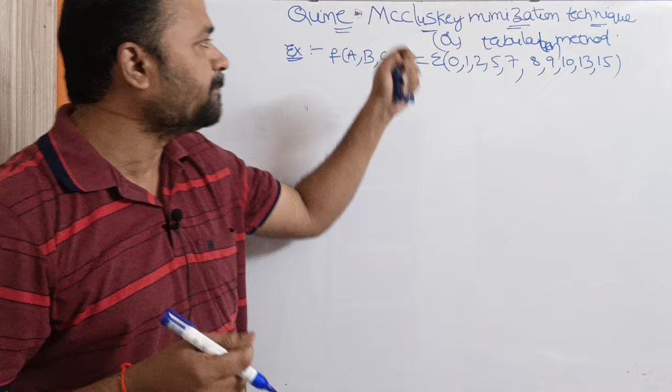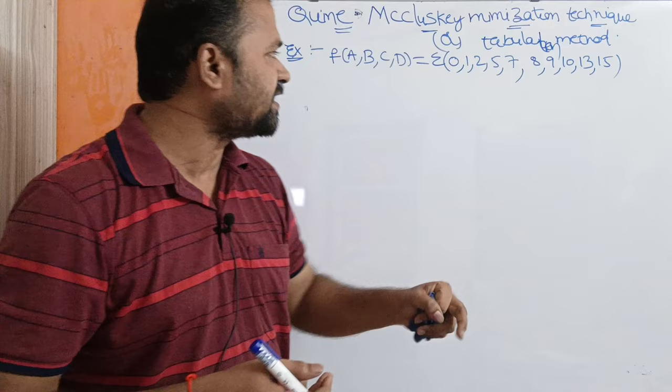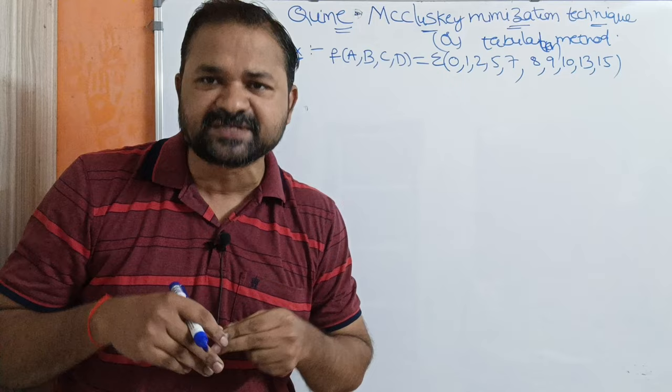Let us solve this problem. F of a, b, c, d equals sigma, the sum operation, so sum of products. These are the min terms. First we have to represent the corresponding min terms in binary notation.